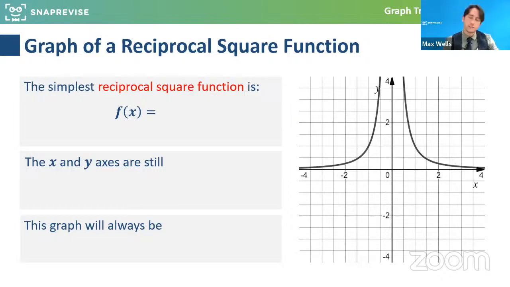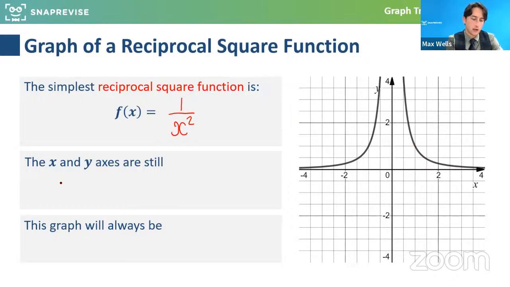So this is actually a reciprocal square function, and the simplest scenario is 1/x squared. It kind of is like a transformation of 1/x because everything is positive. All the y values are positive for this type of graph because when we square something, it's positive.